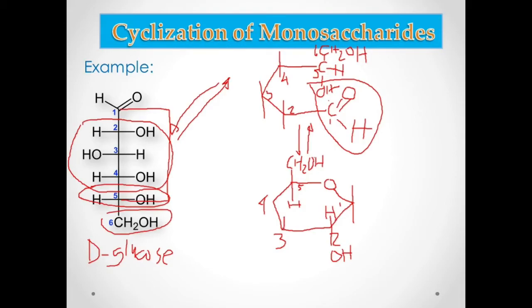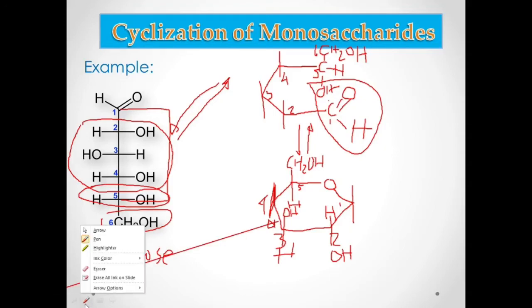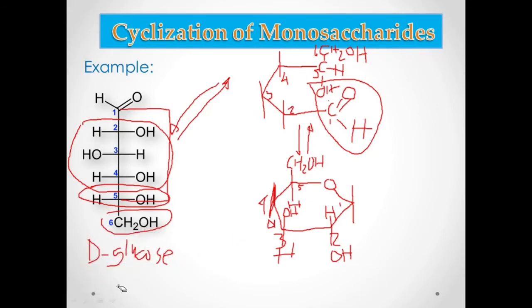Carbon number 3, the OH is found on the left, so therefore it will be found at the top, and your H will now be found at the bottom. And on carbon number 4, where is the OH located? It's on the right, so therefore it will be at the bottom. Then you have your H here. So that's it. Your 2, 3, and 4 are now ready.